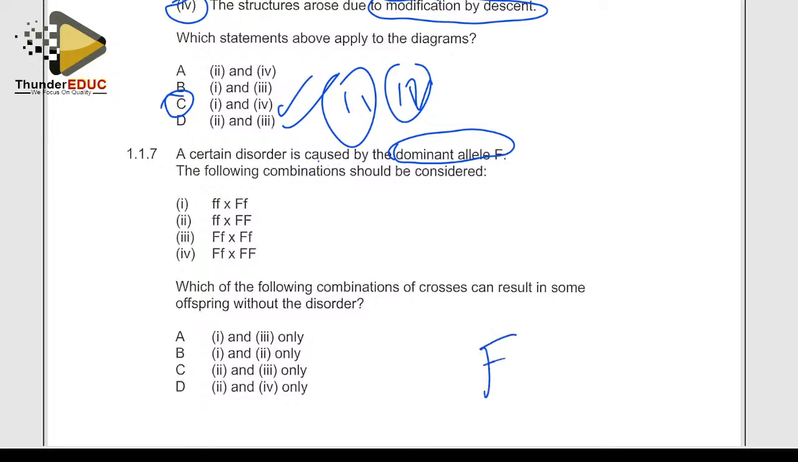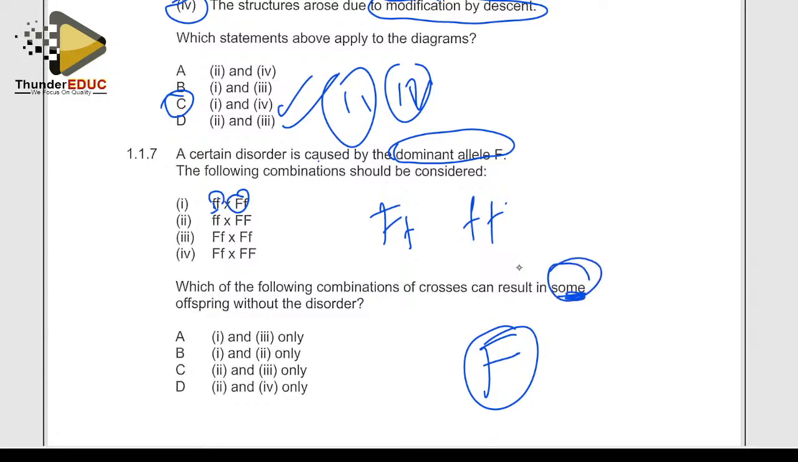Where I have capital F, that isn't it? So when I cross this and this, some will be like this and some will be like this. Which one of the following combinations can result in some offspring without the disorder? You see, this is the keyword: some offspring without, meaning that they are recessive like this. So number one is correct.